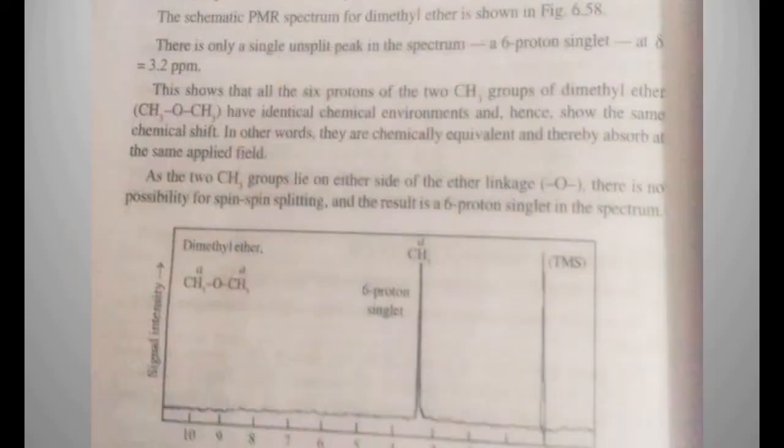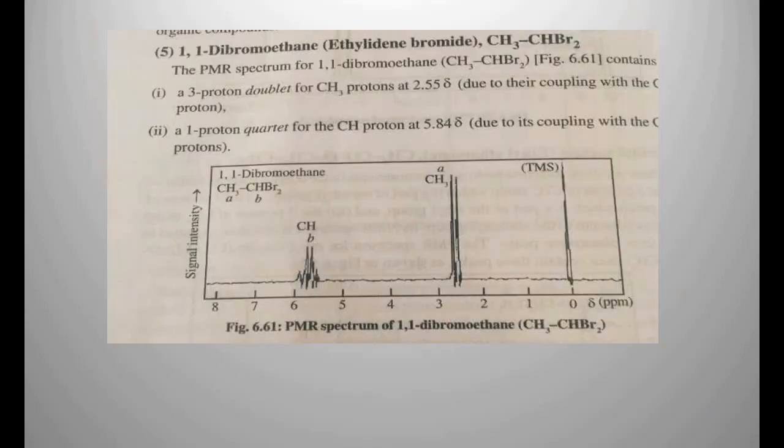The next is dimethyl ether. I already discussed that. The 6 proton singlet appears at about 3.4 delta value, with an identical chemical environment.